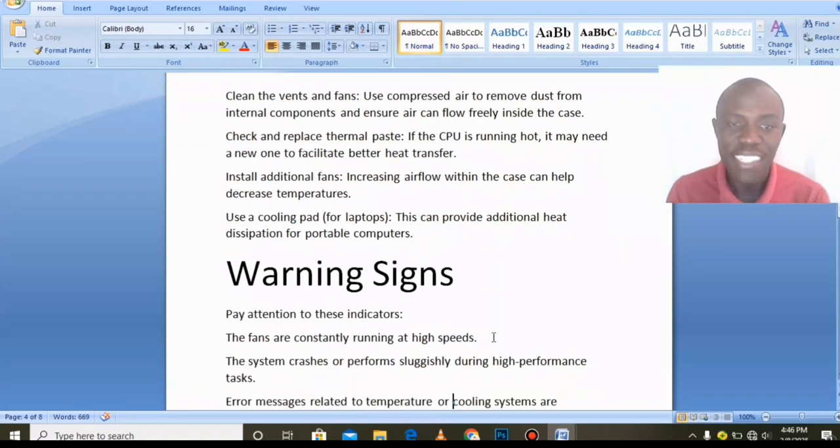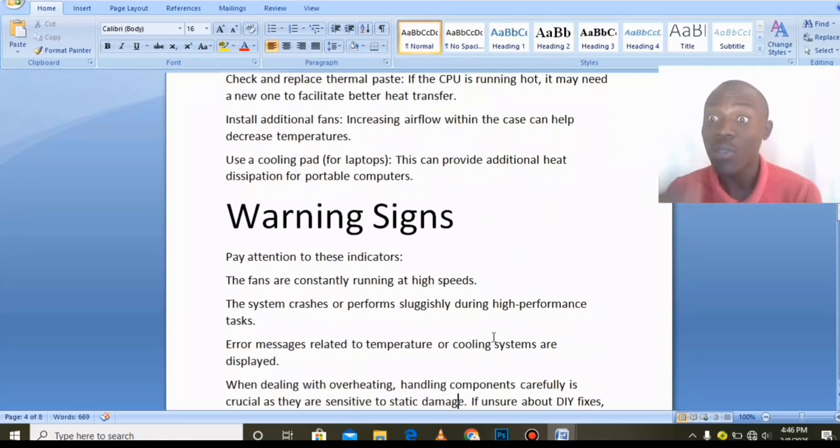So, warning signs. What are the signs that you can easily identify that my computer is passing through the overheating problem or challenge? Pay attention to these indicators. The fans are constantly running at high speeds. The fan is inside the computer case, or the system case, yeah, the system unit. The system crashes or performs sluggishly during high performance tasks. Error messages related to temperature or cooling systems are displayed.